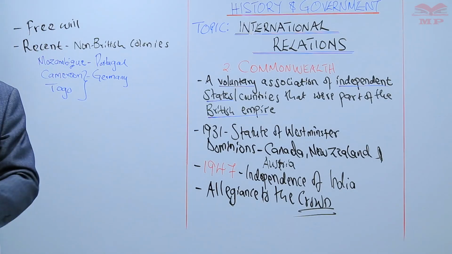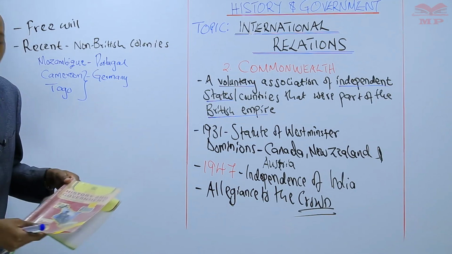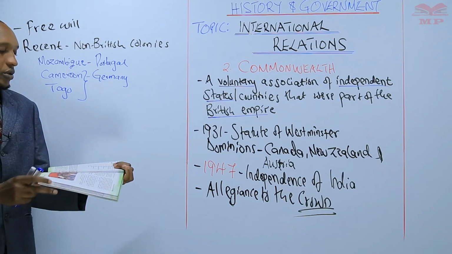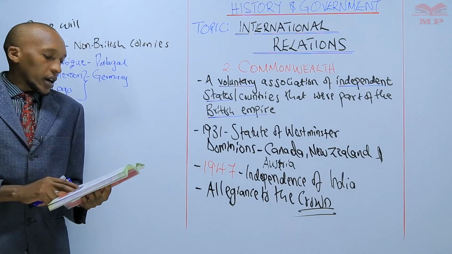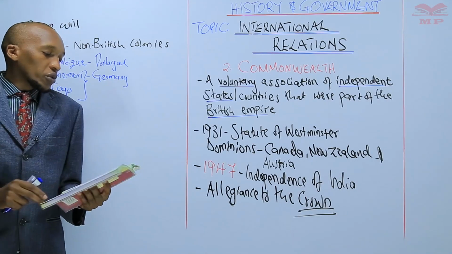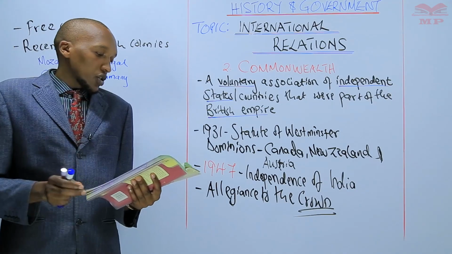Commonwealth had. Now, my dear learner, allow me to mention some of the members that have paid allegiance or are part of the Commonwealth. There are so many, so if you have your KLB book, that is Form 4, you can get them. We have the members of the Commonwealth to date. You can get them on page 42. There are so many of them. Allow me to mention some of them as we end our lesson today.